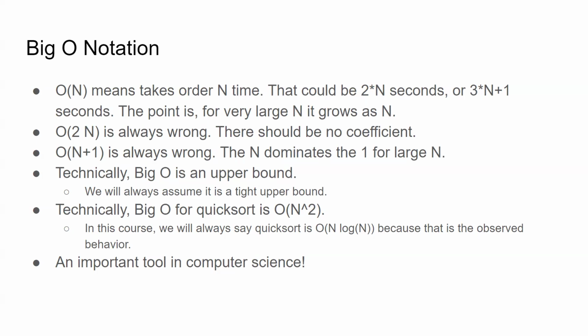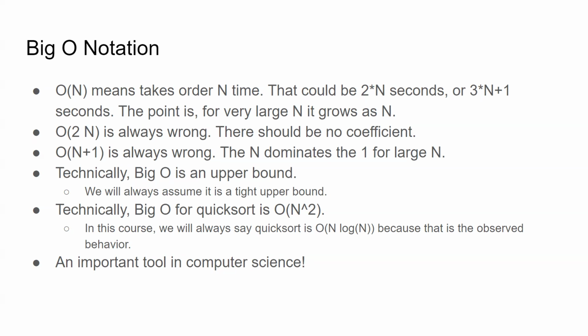Now, saying order 2n is always wrong, right? If I ever give you something and say, is the answer order 2n? The answer is no, because order 2n is wrong. You can only say order n. You want to discard that constant out front. Order n plus 1 is wrong, right? Because that's not the asymptotic behavior, right? That plus 1 is not important.